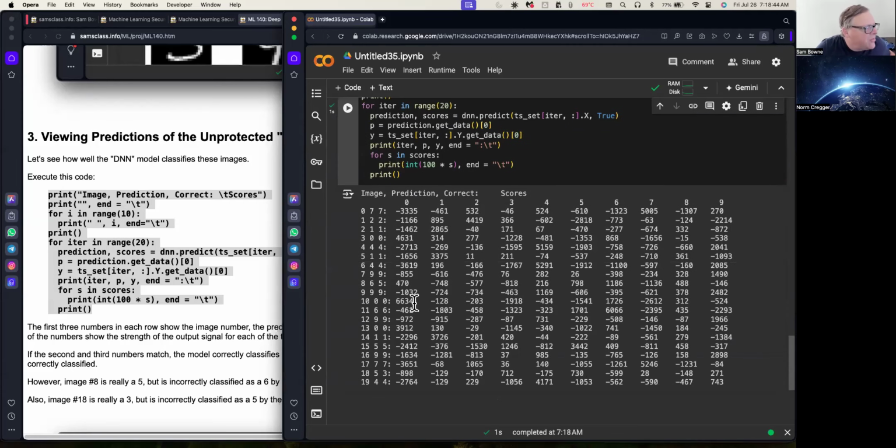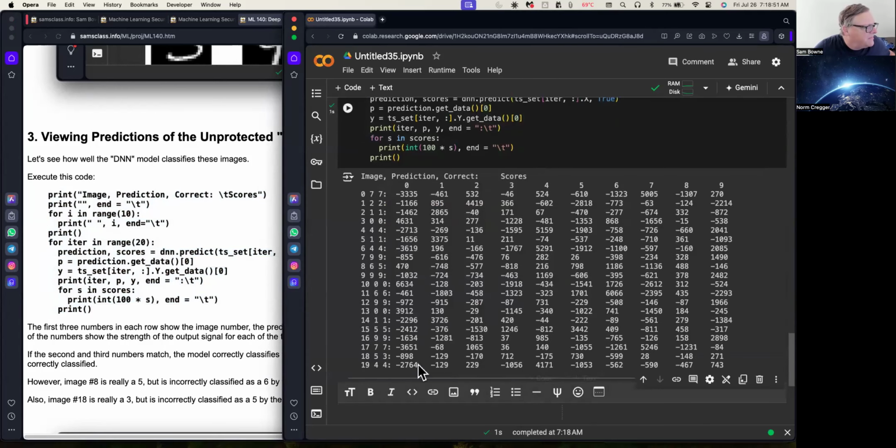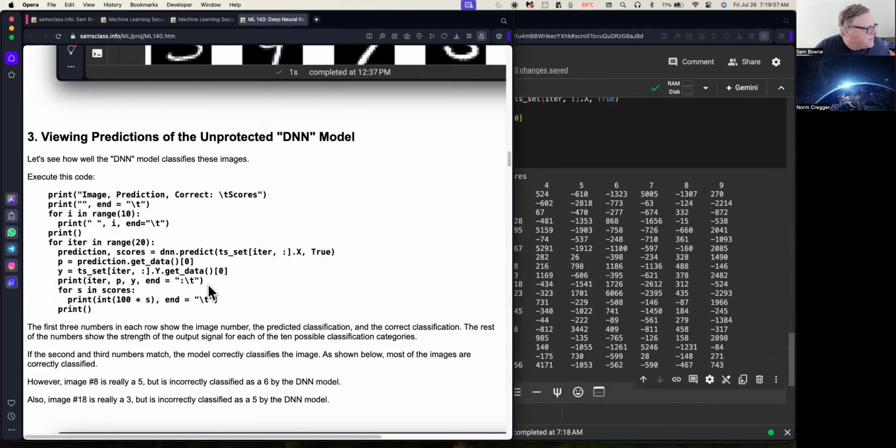All right, and here as before, we see various predictions. So the first 3 numbers show the image number, the predicted classification, and the right answer. So you can see these are ones, looks like it got most of these right. Here's one that got wrong. It predicted a 5, but it was really a 3. All right. So then this one, it predicted a 6, but it was really a 5. So there's a few it gets wrong.